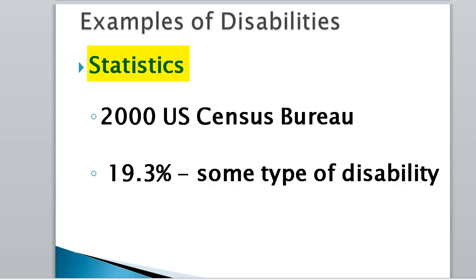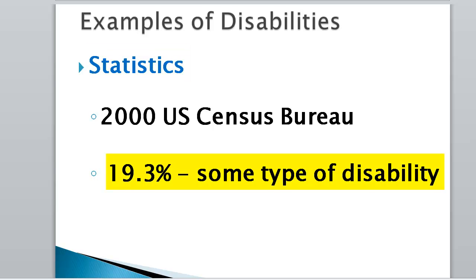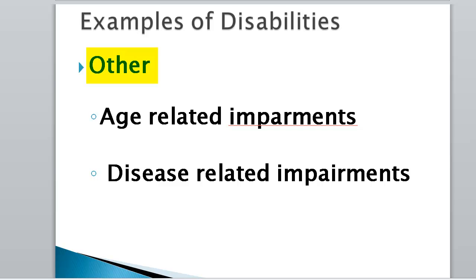The statistics from the 2000 census say that 19.3% of the population has some type of disability, and that's actually pretty high. Not included in this statistic are other types of disabilities. Age-related impairments or disease-related impairments could render an individual not capable of accessing normal resources that we can.